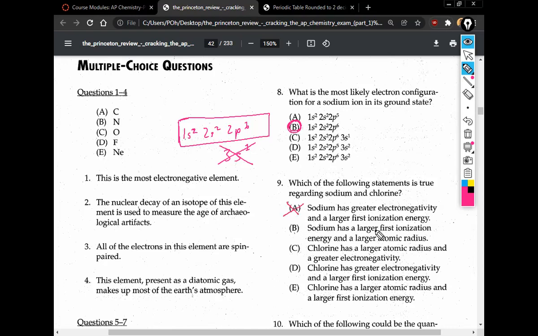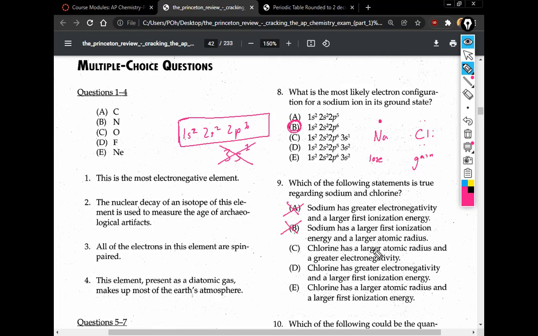Okay, sodium has a larger first ionization energy. So ionization energy is when you take away an electron. Sodium we know has 1 valence electron. Chlorine we know has 7. So what does sodium want to do with the electrons? Does it want to gain or lose? It wants to lose. Chlorine wants to gain. So is sodium going to be harder to take the electron from? No, it's going to be easier because it wants to get rid of it. The language gets really tricky. So chlorine has a greater first ionization energy, so this is incorrect.